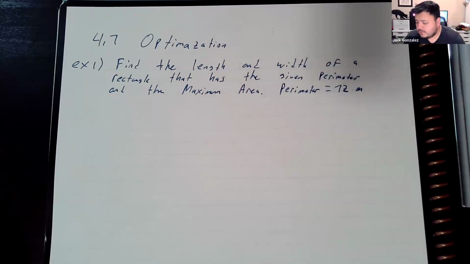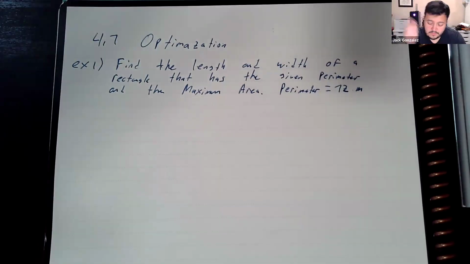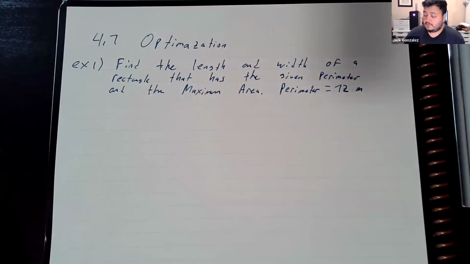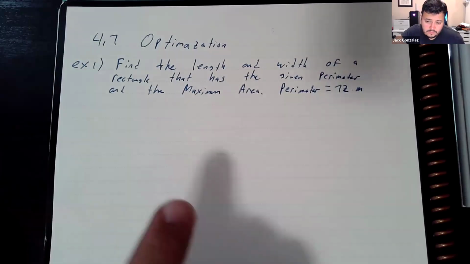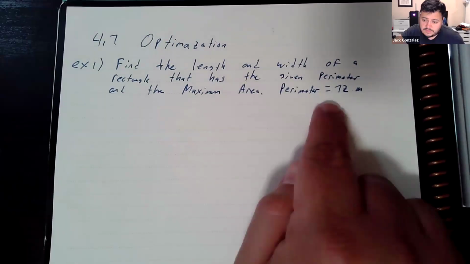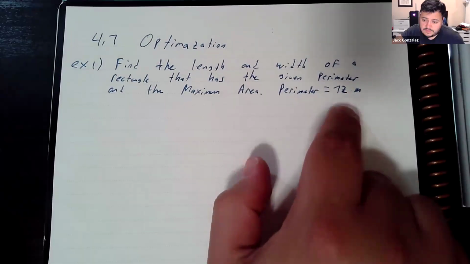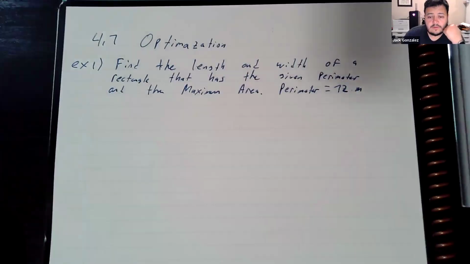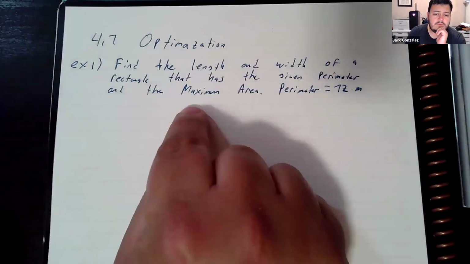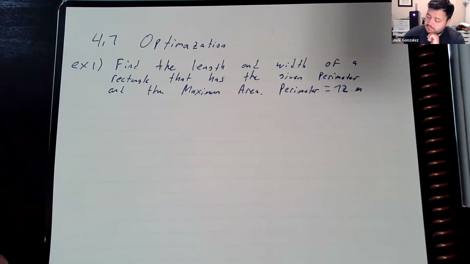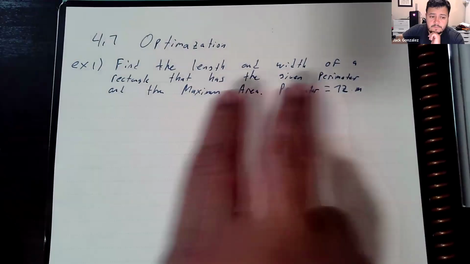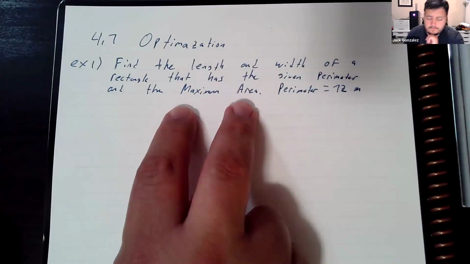So picture this: you're trying to build a fence. Maybe you're trying to fence in some animals, maybe some vegetables. Who knows? But you want to maximize the space inside. So the fence has to be 72 meters. Increase the width. The increase is what will give me the maximum area. So depending on the perimeter, that puts limits and requirements on this. Okay, so that's what we're doing.